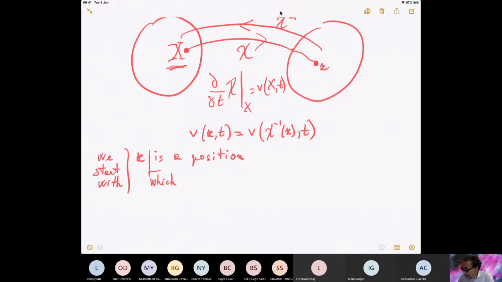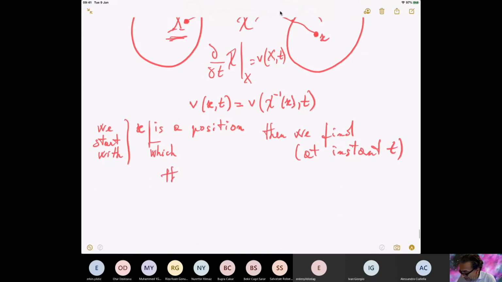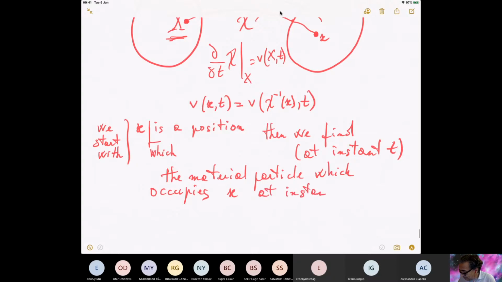Okay. Then we find, remark, at instant t, the material particle which occupies small x at instant t.